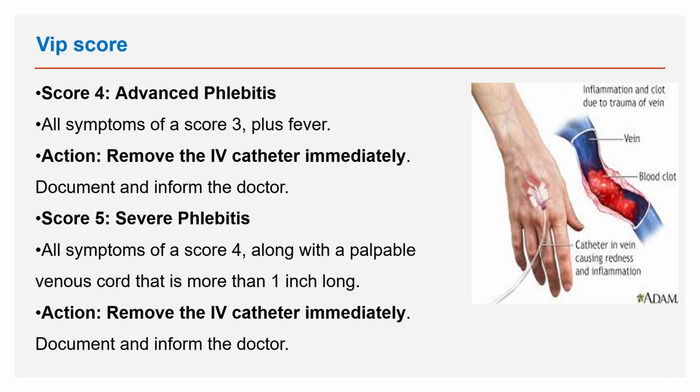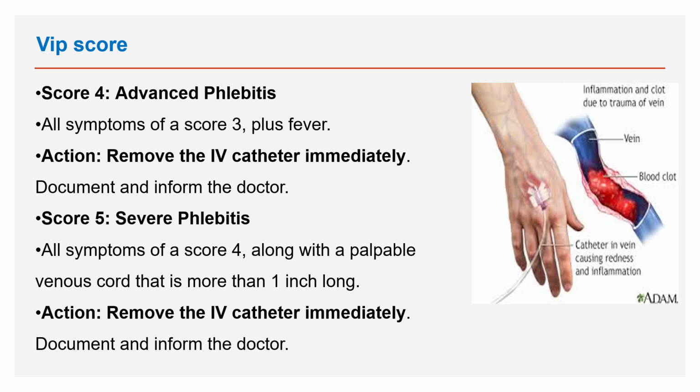In score 4, how will we give score 4? If all the following signs are there: extensive pain, redness, swelling, palpable cord, then our score will be 4. We are considering this an advanced stage of phlebitis. What is the action we have to take in this? Remove the IV catheter immediately, document, and inform the doctor.